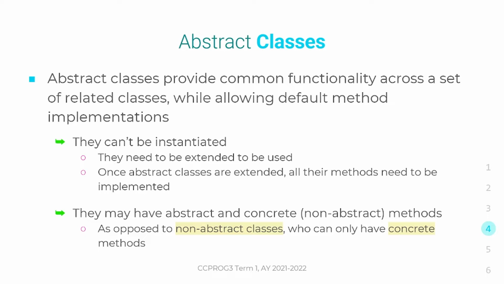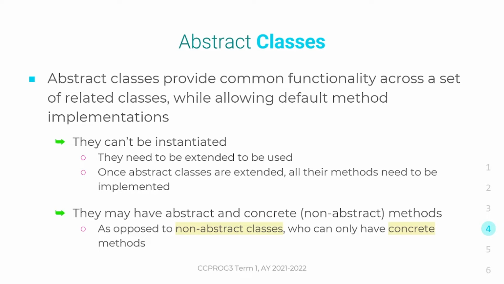Abstract classes basically give different classes the same functions or the same methods. They make sure that these classes have a method that is common among every class. However, the difference is abstract classes can have what we call non-concrete methods. What do you mean by concrete? Concrete methods have a definition. Abstract methods do not.